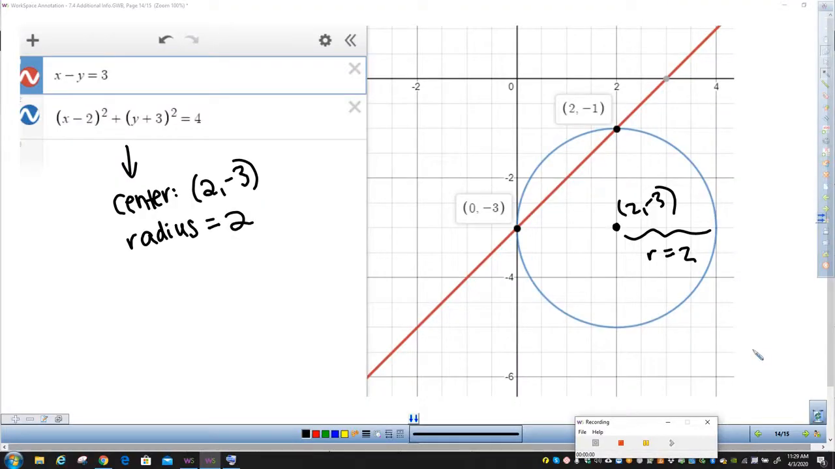So here's the graph of that solution. So we have a line intersecting with a circle. So there's our intersection points, 0, -3, and 2, -1. If you look at the equation off to the side here for a circle, we can see that this is one that has the center shifted. The x value of the center is 2, the y value of the center is -3, and the other number represents the radius squared. So if we do the square root of 4, we can see that it has a radius of 2.